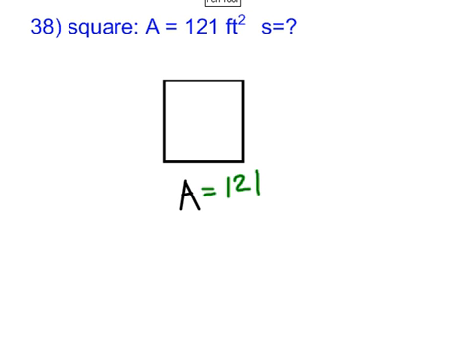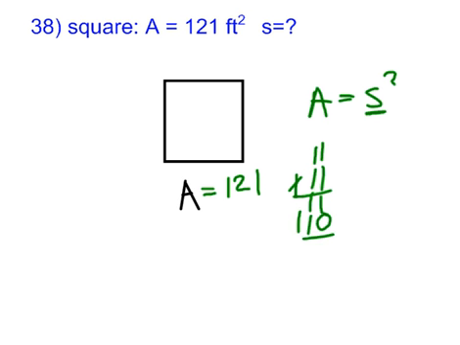So the formula for finding area is A is equal to S squared. Or in other words, some number times itself is going to be equal to area. So we just need to think, what is it that equals 121? And we could start out by saying, I don't know, 10 gives us 100. Let's try 11. So we do 11 times 11. 1 times 1, that's 11. Put down a 0. We add those together, we get 121. So it just happened to be 11.